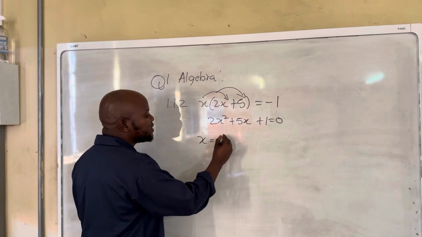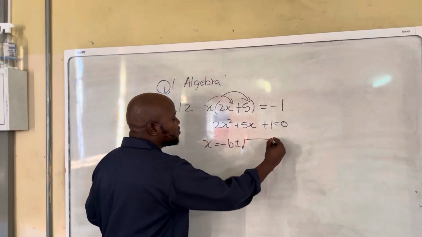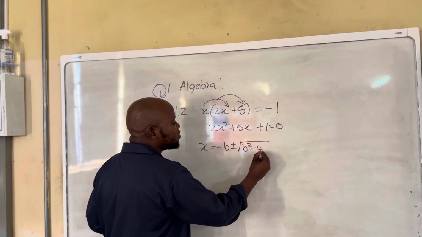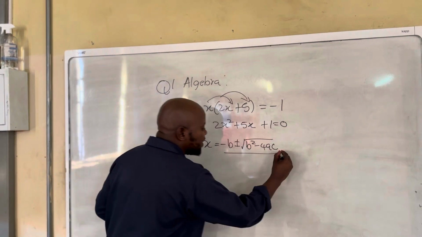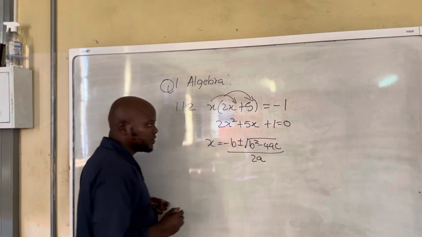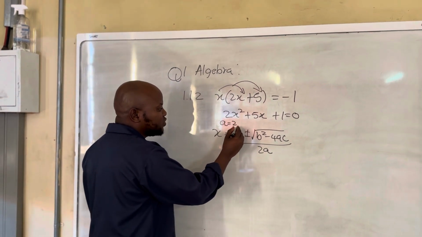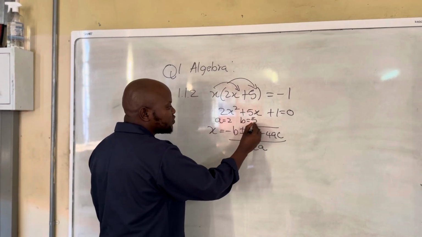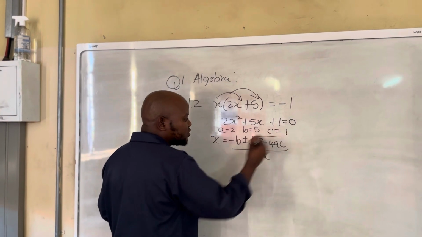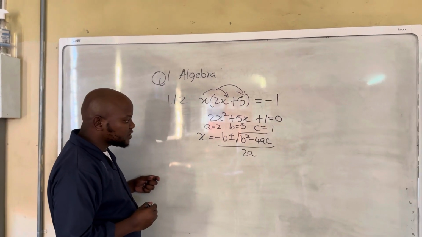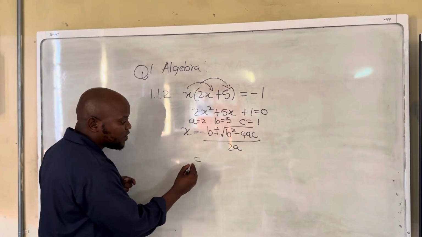x is equal to negative b plus or minus the root of b squared minus 4ac, divided by 2a. We're going to have the value of a being equal to 2, the value of b being equal to 5, and the value of c being equal to 1. We're substituting now.